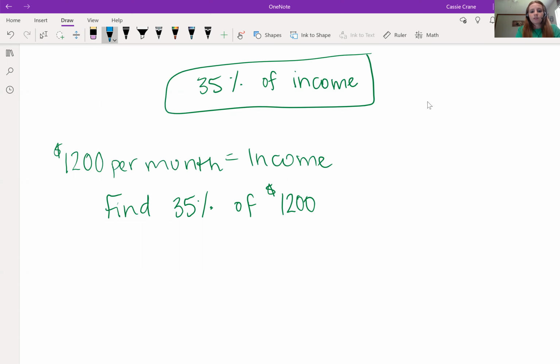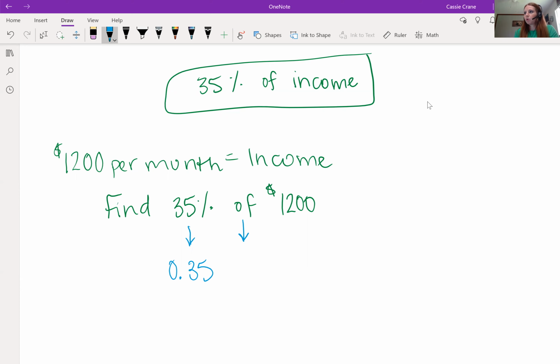So 35%, we want to rewrite as a decimal. It's already a number, but we know percentages need to be rewritten in decimal form. So we would divide that by 100, or we could just move the decimal two places, and this would be 0.35.